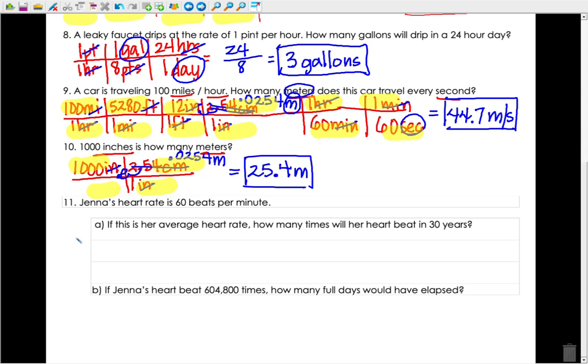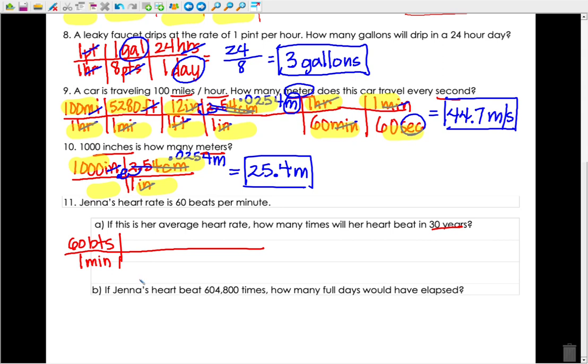Jenna's heart rate is 60 beats per minute. If this is her average heart rate, how many times will her heart beat in 30 years? Okay, so we want to start this off with our first 60 beats per 1 minute in our chart. Take what's given, 60 beats, and that's in 1 minute. And we want to go to how many times her heart will beat in 30 years.